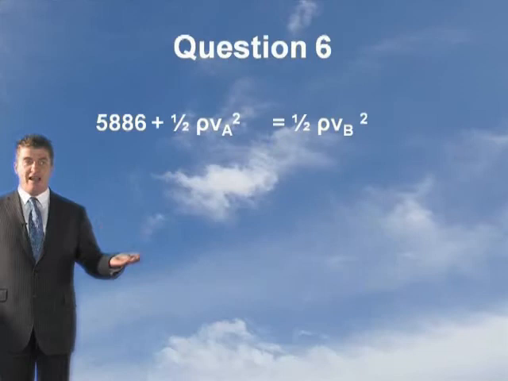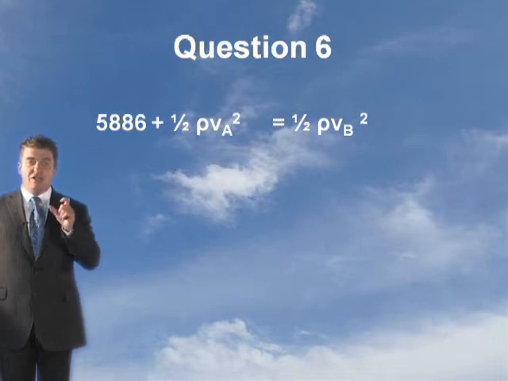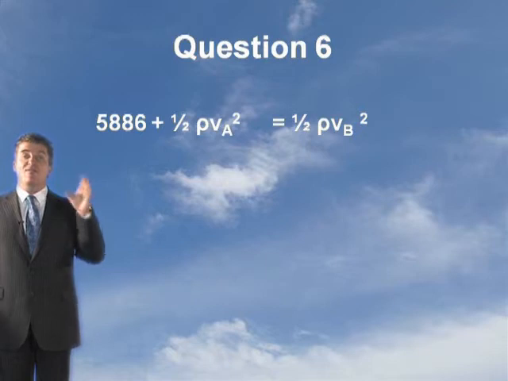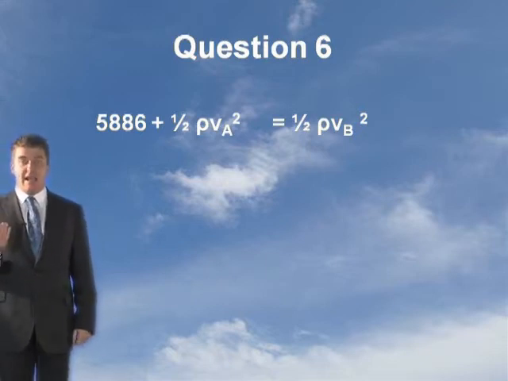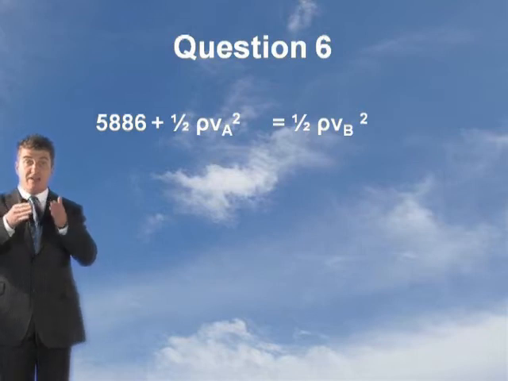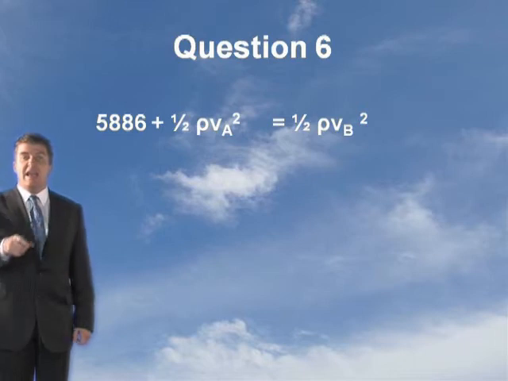So what do you do in the formula now? Look at this formula here. 5886 plus half rho VA squared equals half rho VB squared. Now all you do is where it says VB, you substitute in 4VA. Because VB equals 4VA, instead of putting VA in the second part of the formula, you put 4VA.